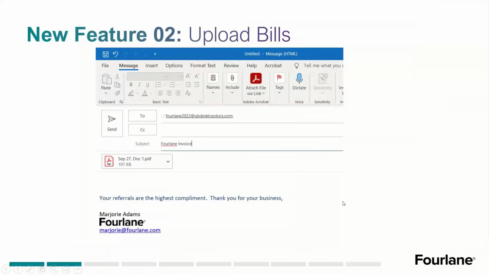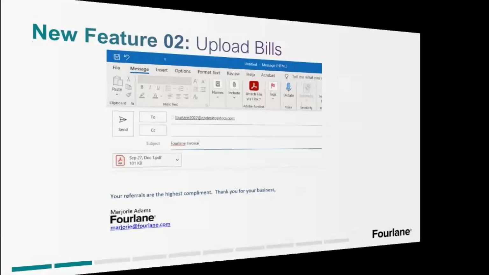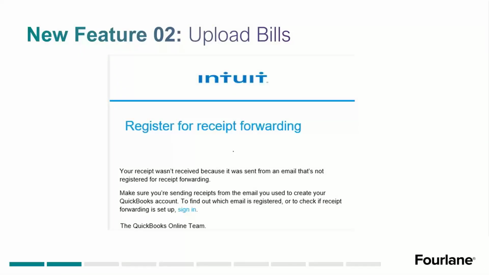So you can see here, I am going ahead and sending an invoice across. This is the receipt that you will get if your email address is not set up. The first time I tried to do this, I said, oh great, let me just go ahead and send it across. Nope, I got this email. It said, no, you are not set up to be able to forward bills to this address.